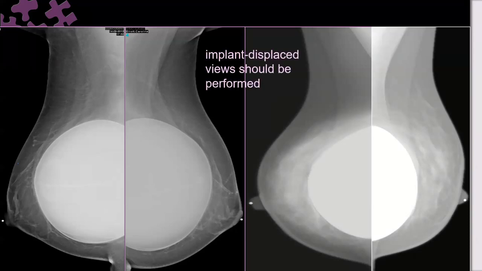Okay. It is the implant displaced views. For any ladies having implants, they will first do the implant-in-place views, with just some compression considering the presence of the implant, though it's not ruptured, without pulling or pushing the implant. MLO and CC. And again, for each breast, they repeat the same views by pushing the implant inside and pulling the parenchyma to visualize the maximum breast tissue.